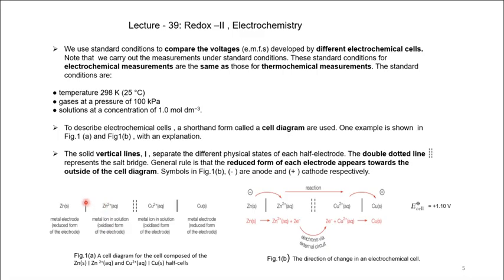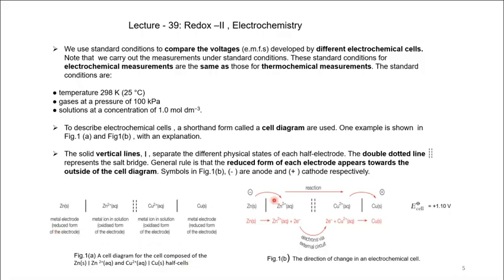So it shows the differentiation by a solid vertical line, and that dotted line, which is called a salt bridge. And here is the representation of a cell diagram of a cell composed of zinc solid and zinc 2 aqueous ion and copper 2 aqueous ion and copper solid. This is how we represent a cell diagram.